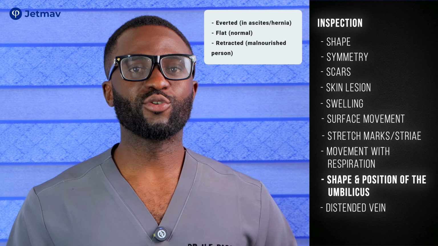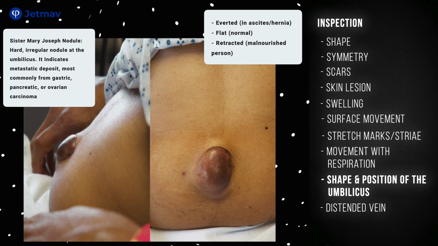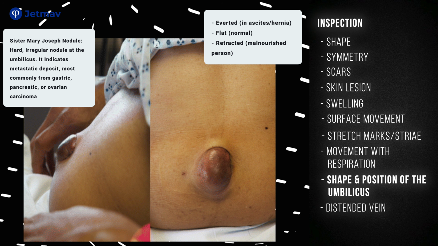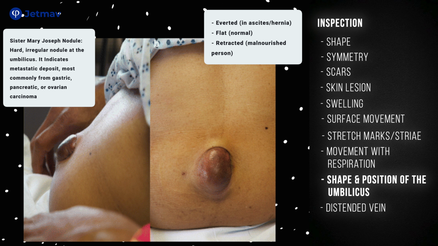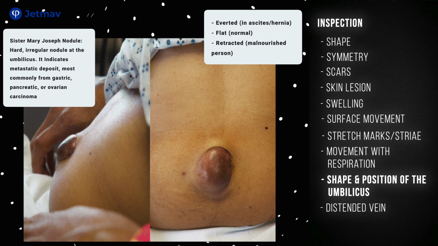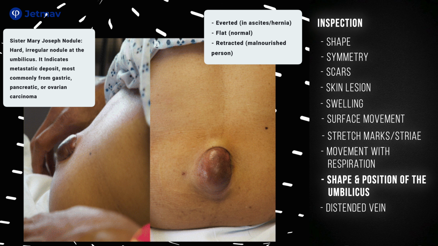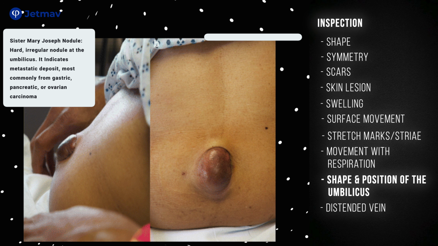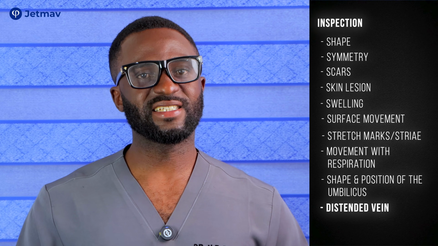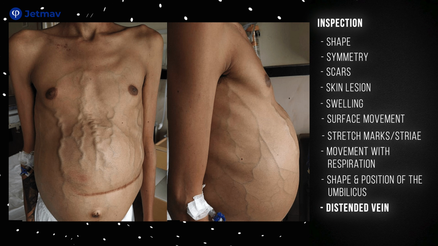Then other things you can also look out for in the abdomen while doing your inspection is a nodule that is hard, irregular, usually found at the umbilicus, and this nodule is called Sister Mary Joseph nodule. It indicates a metastatic deposit, which mostly occurs from gastric or pancreatic or even an ovarian carcinoma. Then you look out for dilated veins, which is seen in caput medusae, that's in portal hypertension.